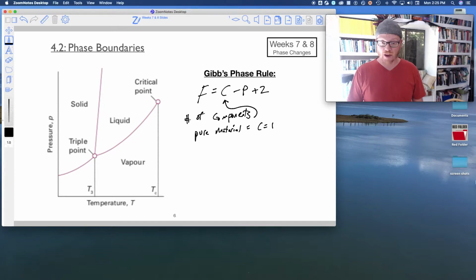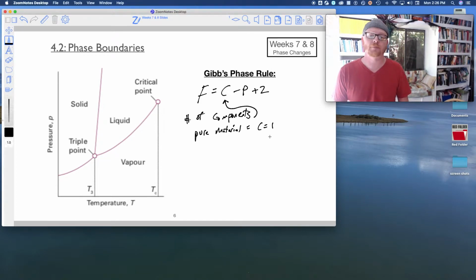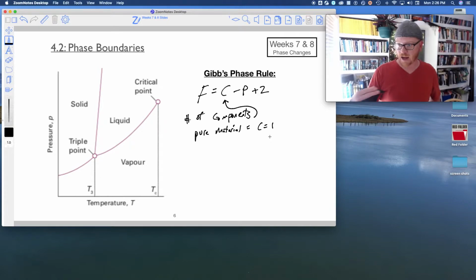But we certainly can have multi-component phase diagrams. That's very common, especially with lipids and proteins. You'll see that when you add things like water and salt to those types of materials, it can really change their structure. For everything we're doing in this class, we're just going to stick with one component phase diagrams. In the next couple chapters, we'll see what happens when we have multi-component phase diagrams.